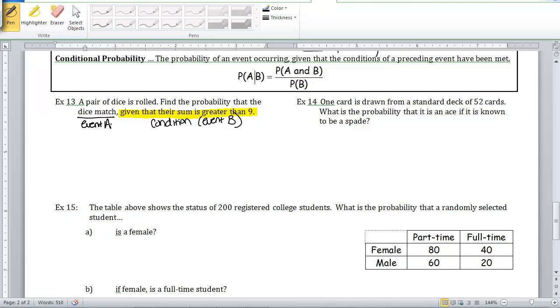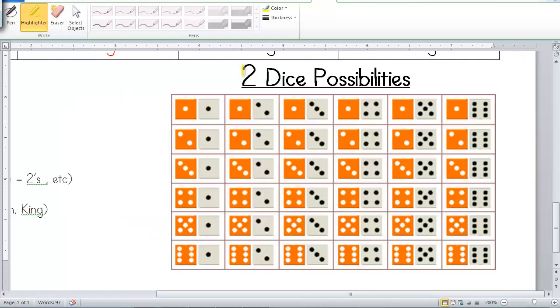So again, let's look at our dice sheet and see what we have. On our dice sheet, we are trying to find the probability that we get doubles, and again, that the doubles sum is greater than 9. So here's all the places where we have doubles. We have doubles at 1, 1, 2, 2, etc. Of these doubles, there are only 2 sums that are going to be greater than 9.